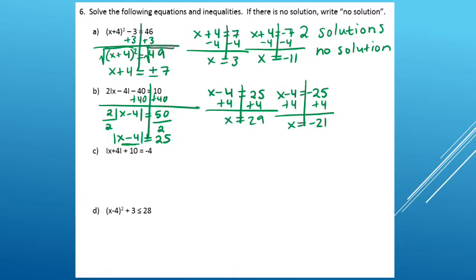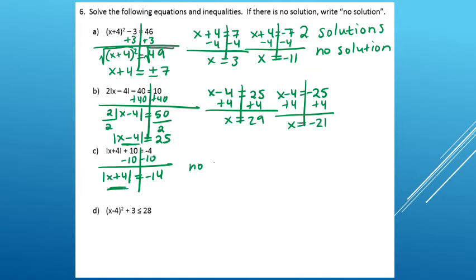And then for C, we're going to work on isolating our absolute value. So here we get the absolute value of x + 4 equals -14. Well, I could try to keep going there, but I see a problem. Can you tell what it is? The absolute value of something has to be positive.